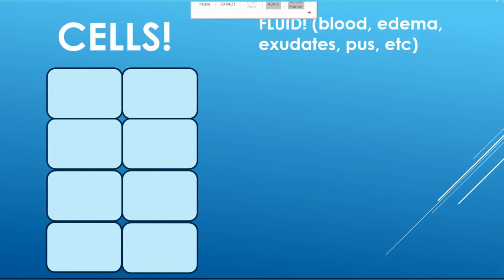The other thing that you can add is fluid. And this can be lots of different things. Things like blood or edema, exudates like pus, all sorts of nastiness. How that happens is you can accumulate fluid either within a cell. If we're pretending that these are each individual cells, you can have fluid accumulate within those cells, or you can have fluid accumulate outside of those cells or between those cells, or sometimes both.